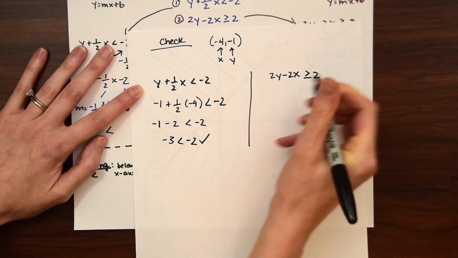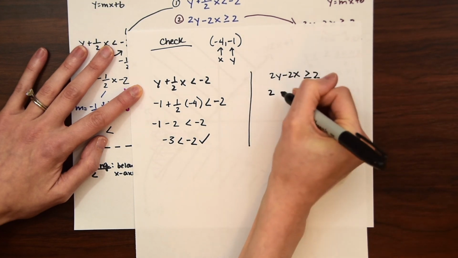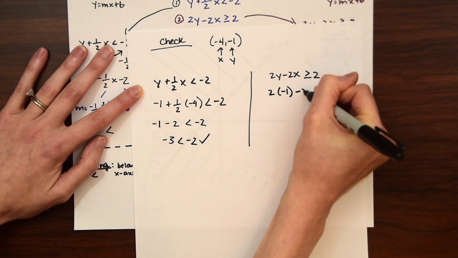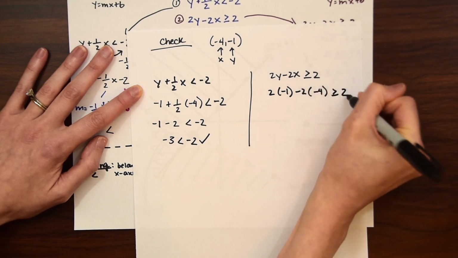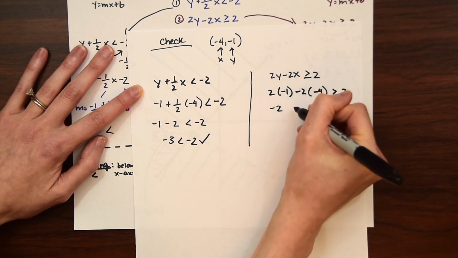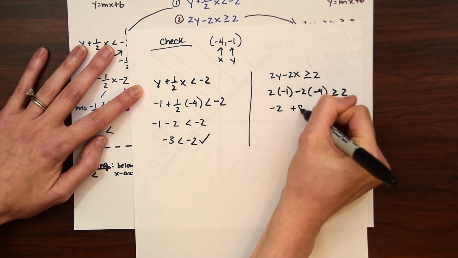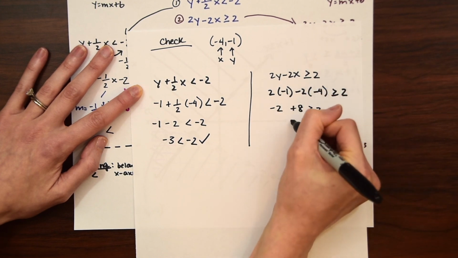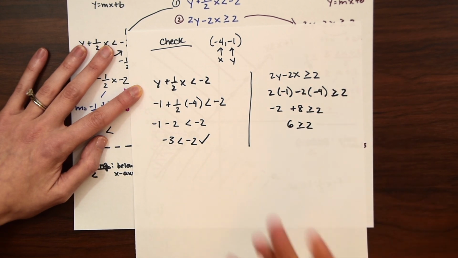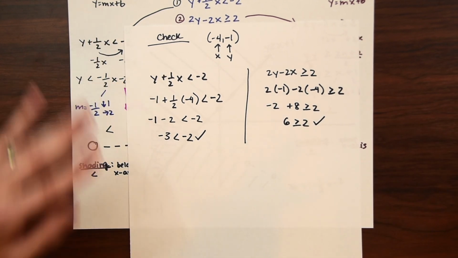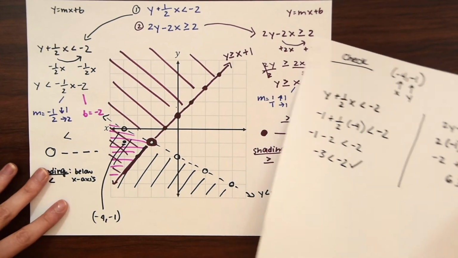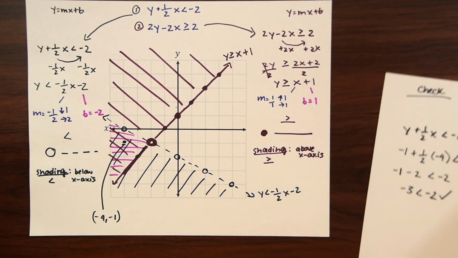Now for the next inequality, we have 2y minus 2x is greater than or equal to 2. So we want to plug in negative 1 for y minus 2 times negative 4 for x. And do a little arithmetic, we get minus 2 plus 8. This gives us 6. So now we need to ask ourselves, is 6 greater than or equal to 2? Yes, it is. So we know that this coordinate point satisfies both inequalities and that our graph is correct.